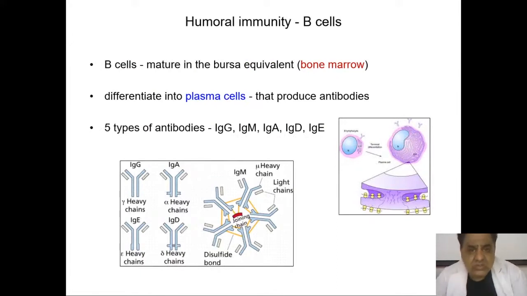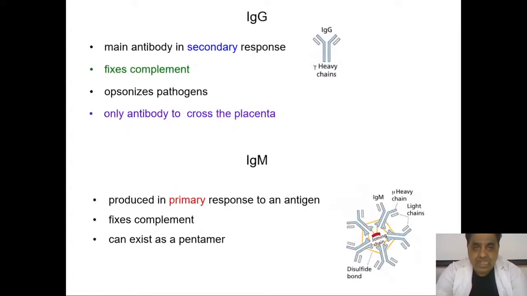Here the B cells, we know, are maturing in the bone marrow, the bursa equivalent, which was described in chicken. The B cells finally differentiate into plasma cells which produce antibodies, and we have five classes of antibodies: IgG, IgM, IgA, IgD and IgE. Here you can see a B lymphocyte converting into a plasma cell which is now producing antibodies.